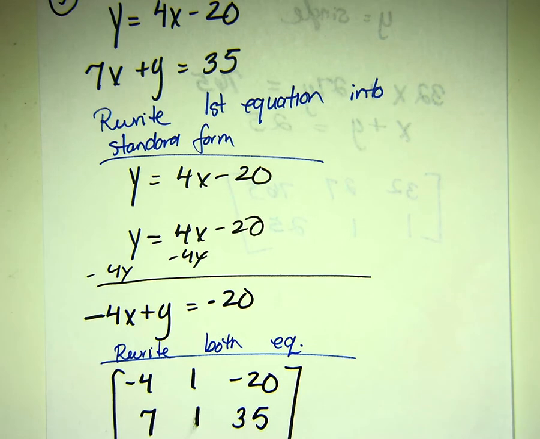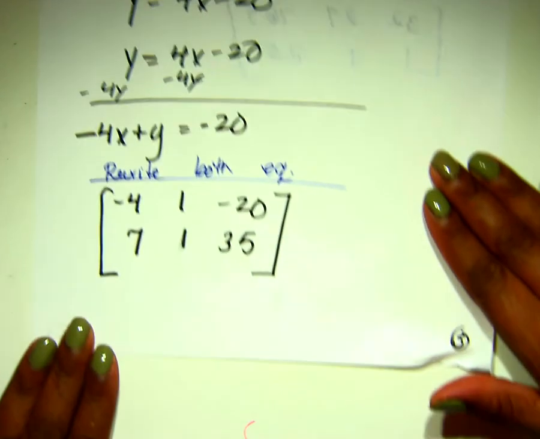I'm going to inch that up just a little bit, I'm going to rewrite it in a matrix. So now, using my numbers only, I have negative 4, 1, and negative 20 for my first equation. Then for my second equation, I have 7, 1, and 35. So I'm going to split this up a little bit.